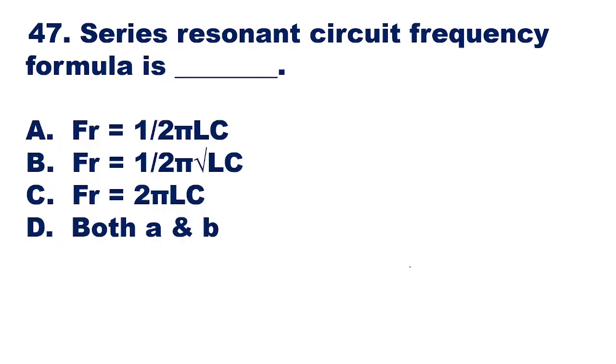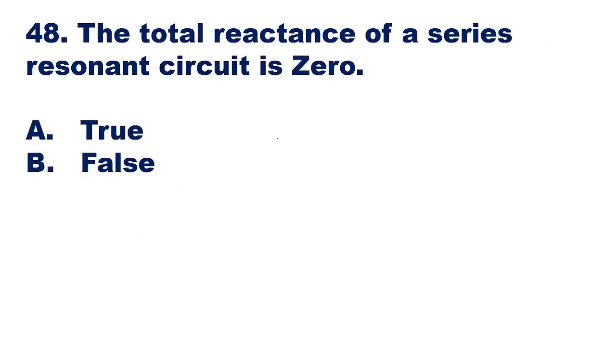Question 47. Series resonance circuit frequency formula is. So here if you remember the formula for series resonance, the resonant frequency is given as f naught equal to 1 by 2 pi root LC. So option B will be the right answer here, 1 by 2 pi root LC. So here you can see the resonant frequency of series resonance circuit is 1 upon 2 pi root LC. Then we'll go to the next question.